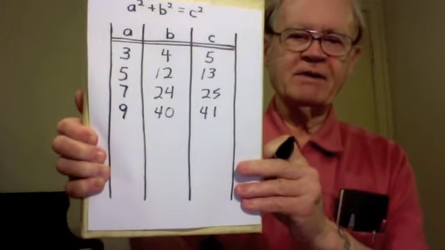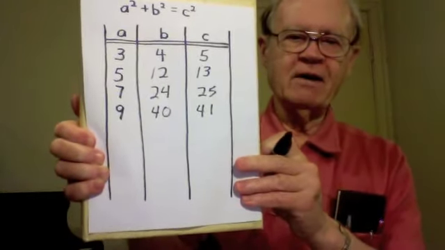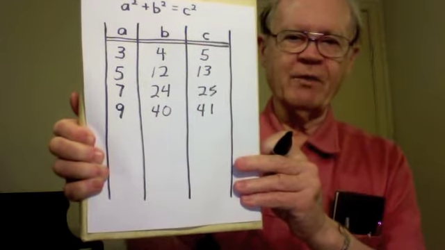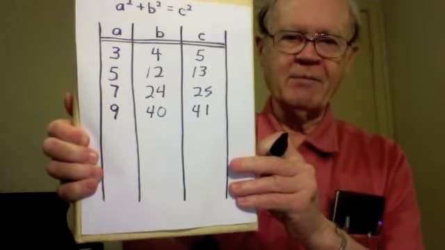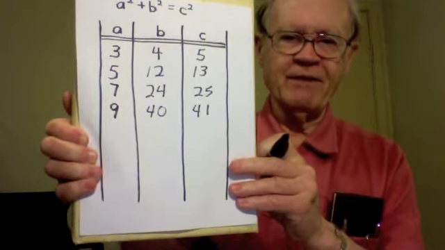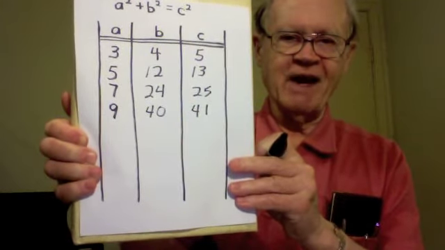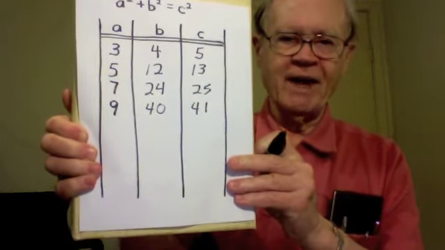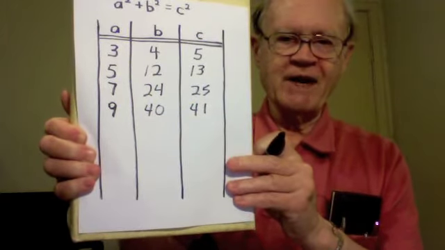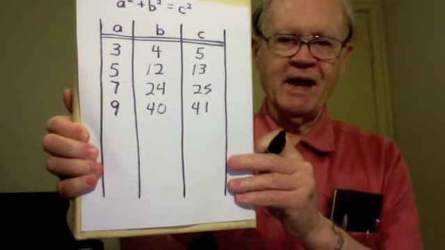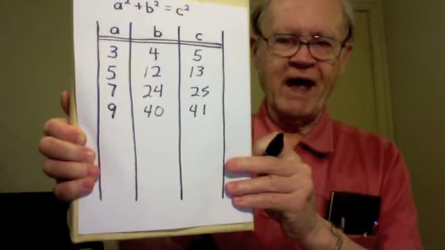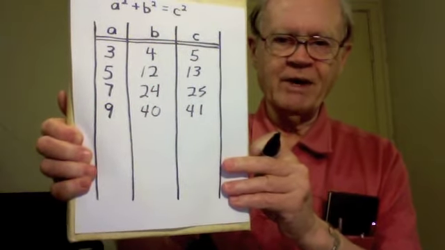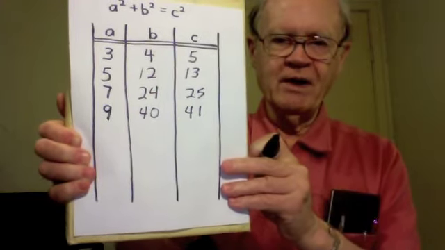When a is 7, 7 squared is 49, 49 divided by 2 is 24 and a half. We take b to be 24 and c to be 25. They satisfy the Pythagorean equation. When a is 9, 9 squared is 81. 81 divided by 2 is 40 and a half. We take b to be 40, c to be 41.